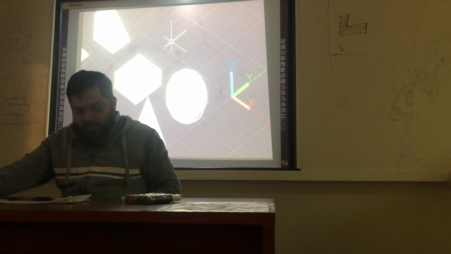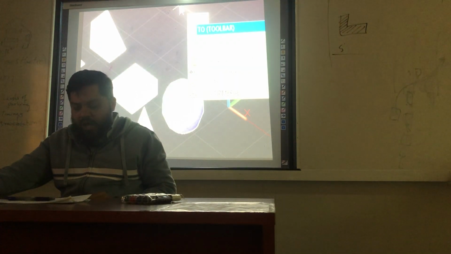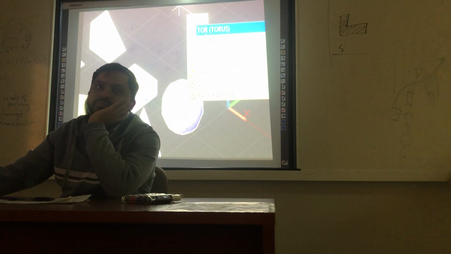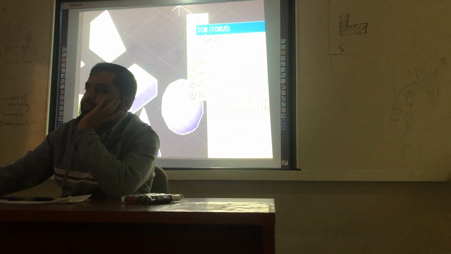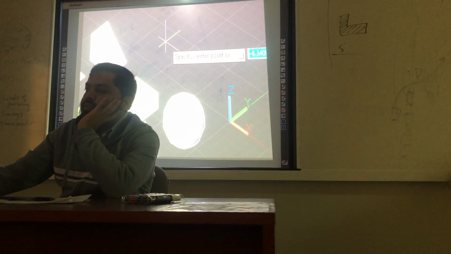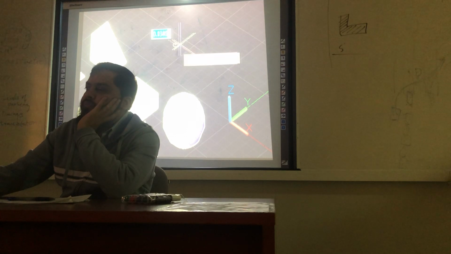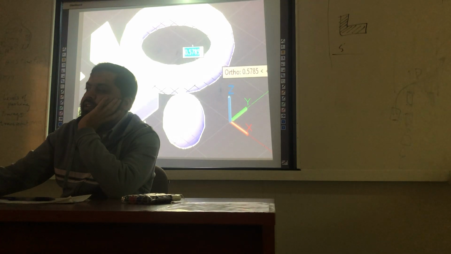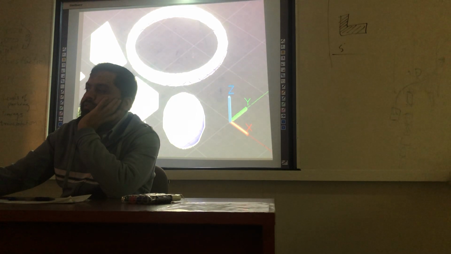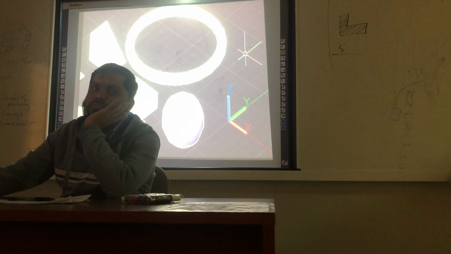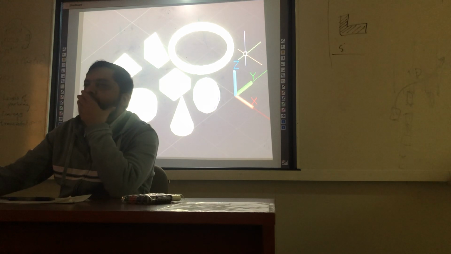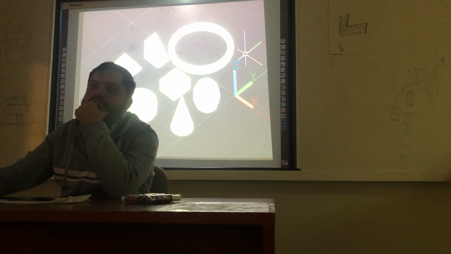And finally, T-O-R. Torus. If you click somewhere, make a circle, click again. Okay. Donut. Basic objects. Okay.